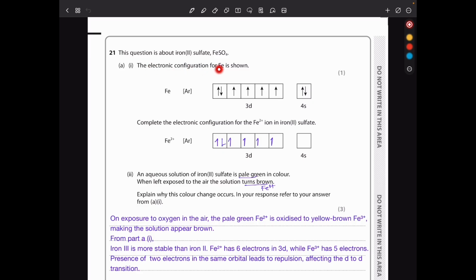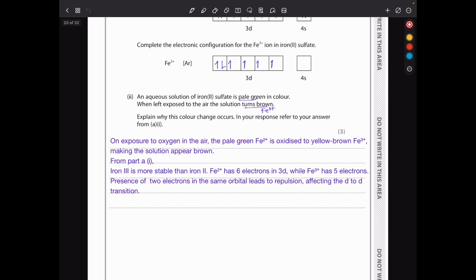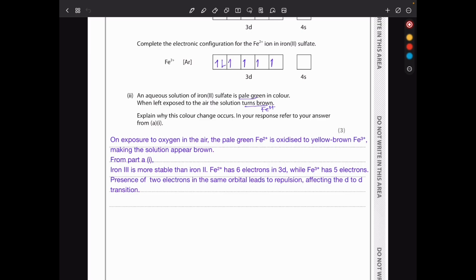The electronic configuration for iron is shown, which is that. They say complete the electronic configuration for iron 2 ion in iron 2 sulfate. So if it's iron 2 plus, it has lost these 2 electrons, meaning the configuration remains only for the D, as those have gone away since they are the first to be lost. Then an aqueous solution of iron 2 sulfate is pale green in color. When left exposed to the air, the solution turns brown. This is due to oxidation by oxygen in the air, 2 turns to 3.